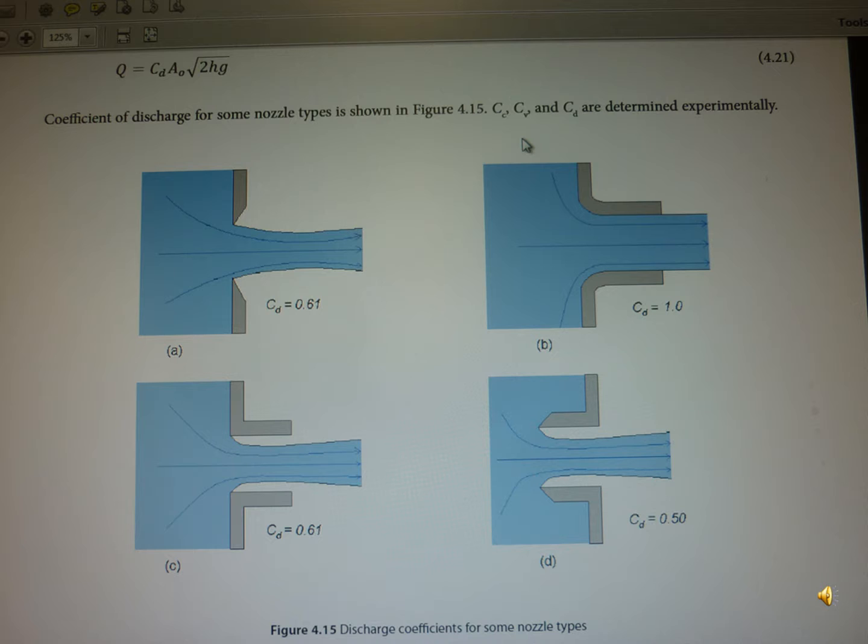In this equation you can see that different kinds of orifices have different coefficients of discharge: Cd equal to 0.61, Cd equal to 1, Cd equal to 0.61, and Cd equal to 0.5. So you can see how the discharge will be coming.